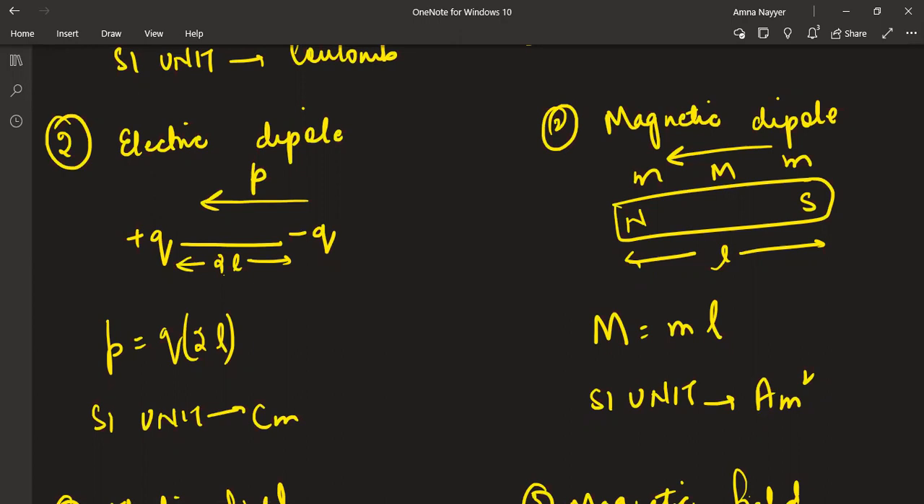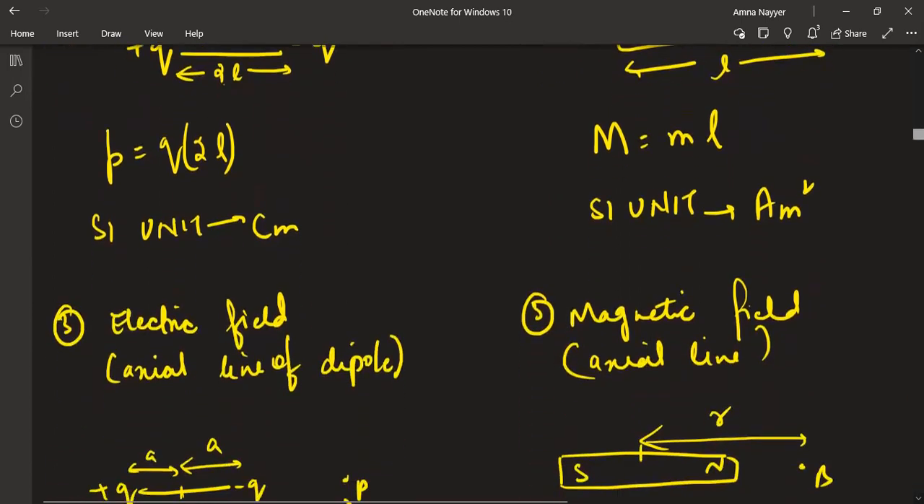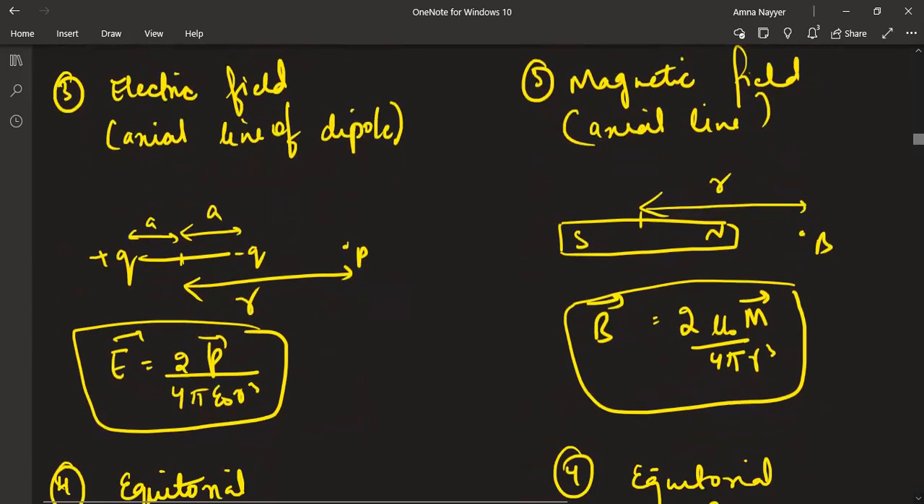Same thing for magnetic dipole also. You have the separation between both the magnetic charges, north and south pole. Both should have the same magnitude and they should be separated by a distance. And this formula is used a lot. You have also seen the derivations also: small m into L, that is magnetic strength into the separation between them. SI unit is ampere meter squared.